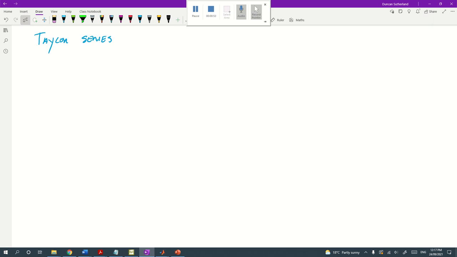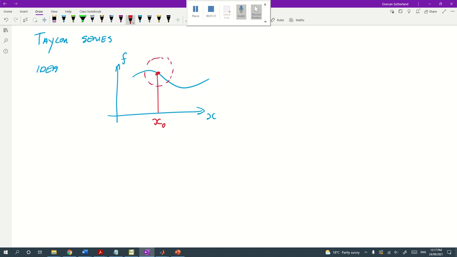So the idea is that you have some function. We'll just treat the univariate case, of course. You have some function like this, and at this point, say x naught, we wish to approximate the function in the neighborhood, right? So neighborhood is like a little blob. We know f. F is known. X naught is also known.